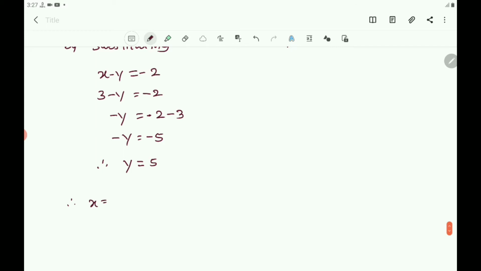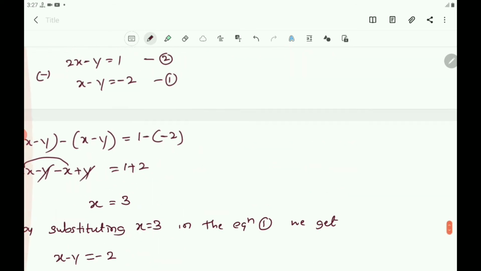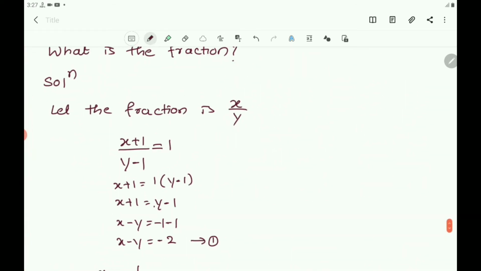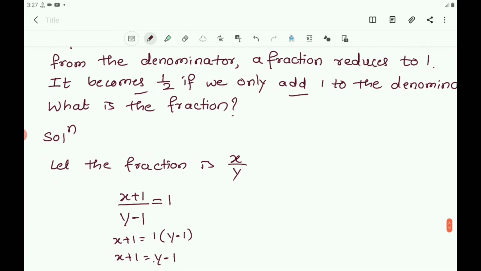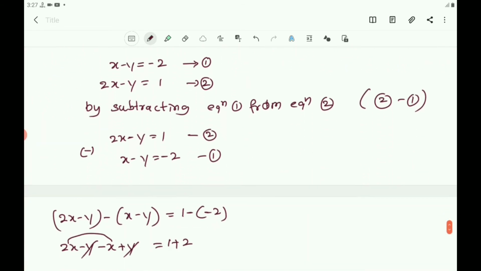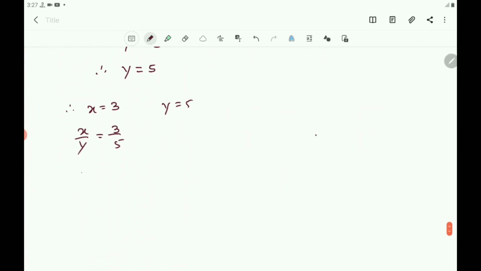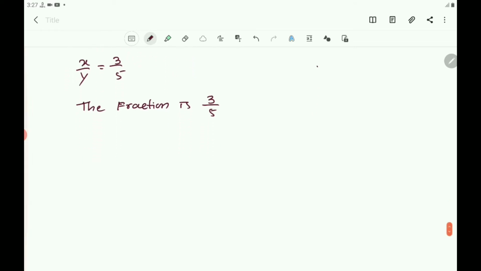Therefore x equals 3, y equals 5, so x by y, that is the original fraction, is equal to 3 by 5. The original fraction is 3 by 5 here. So according to the question, what is the question here? What is the fraction? The fraction is 3 by 5.